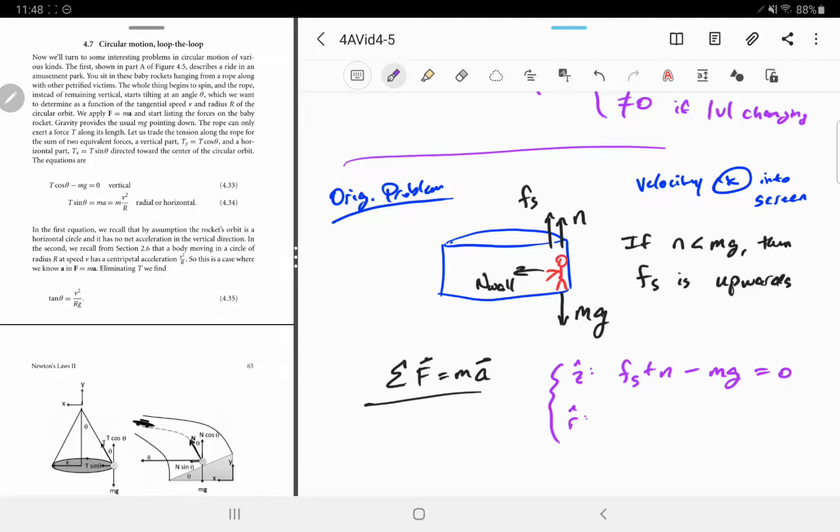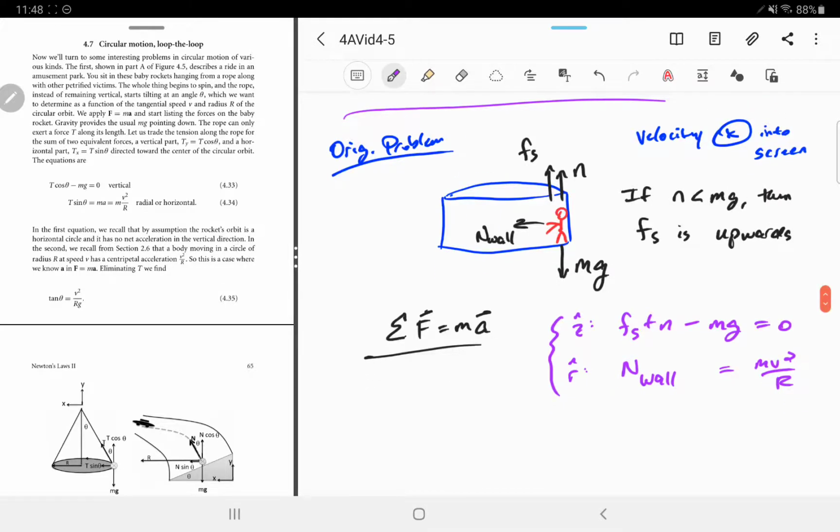And then in the radially inwards direction, there's only one force that has a non-zero radial component, and that's n wall. So n wall is the only force in that direction. This is equal to mv squared over r. And actually, because we're going to solve for, the original problem asked for what is the angular speed, we're going to write this as n wall is m r omega squared. We're actually going to solve for omega.